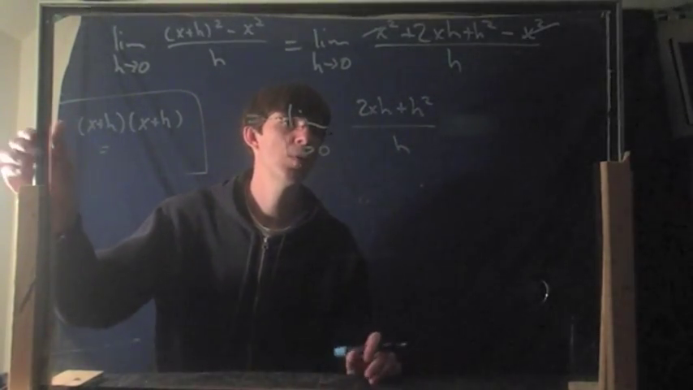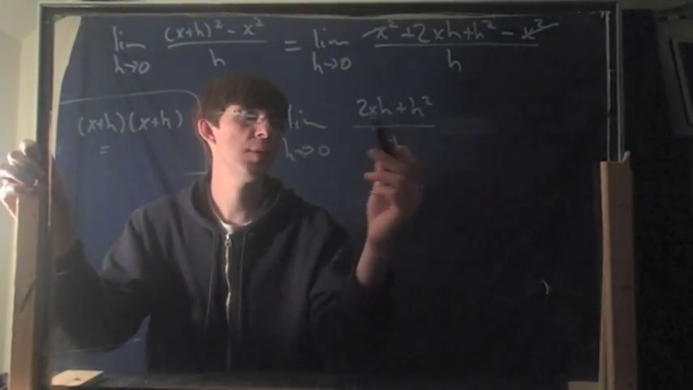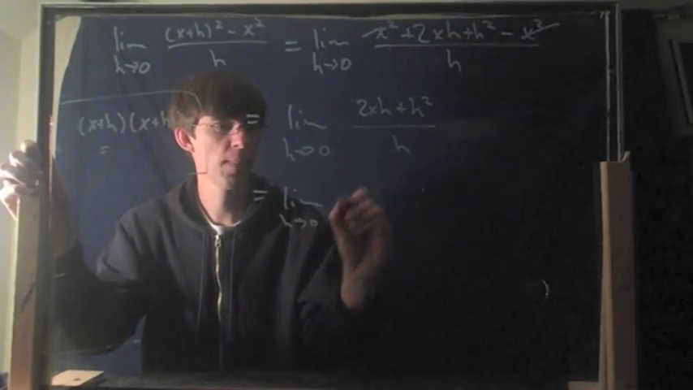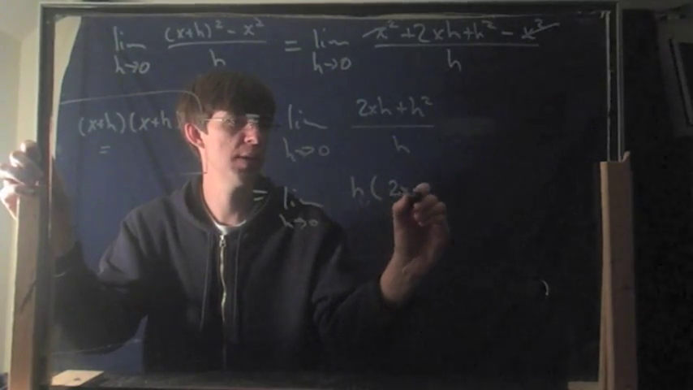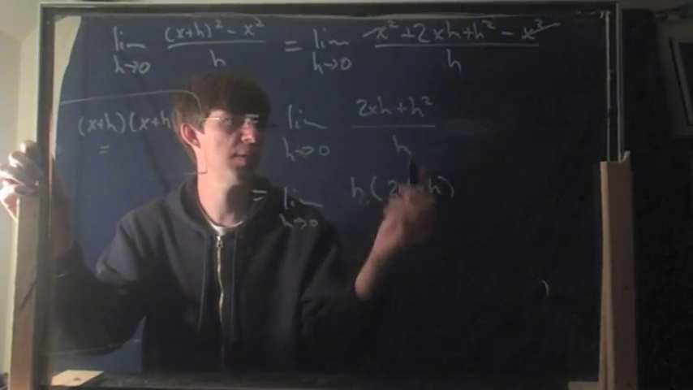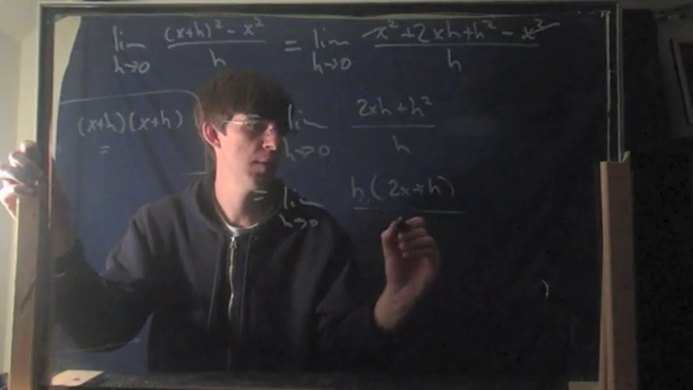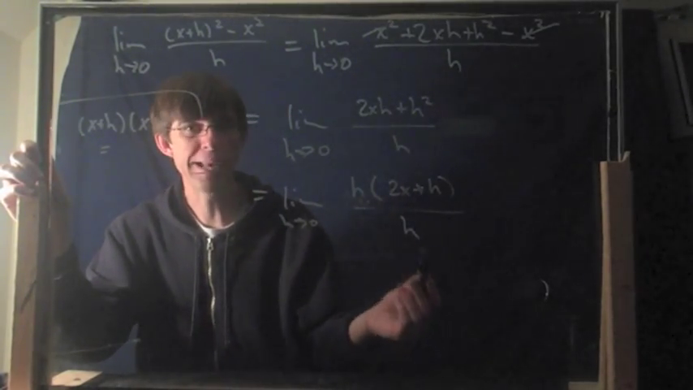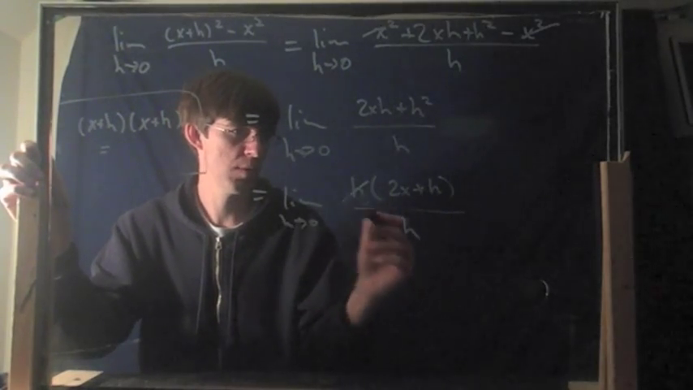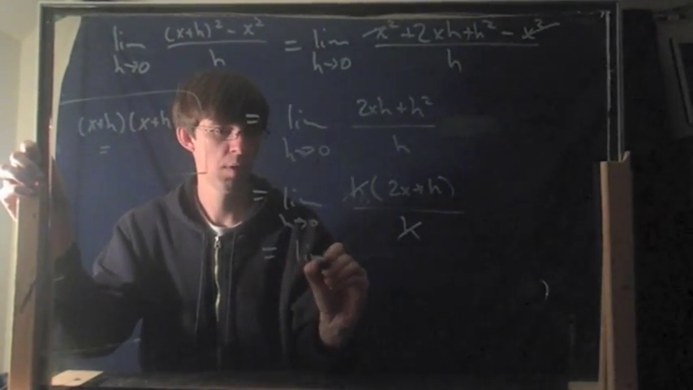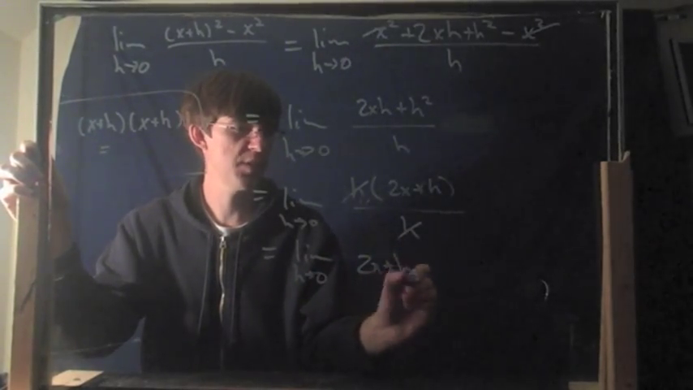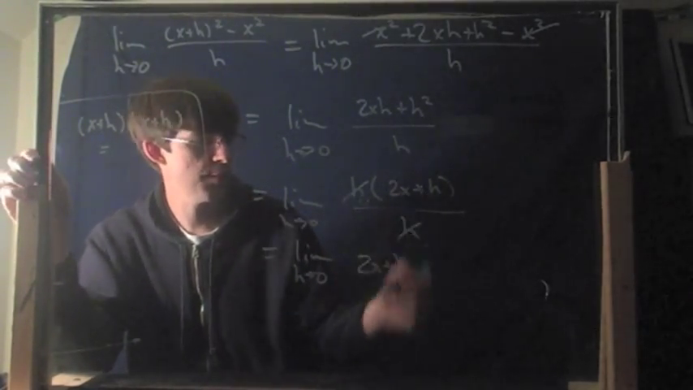Okay, what can you do with that? Well, everything on the top has a factor of h in it, so let's pull the h out. h times 2x plus h. That's what you have left over when you factor the h out, divided by h. Why did I do that? It's because I'm going to cancel the h's, right? So cancel, cancel. Limit h goes to 0. 2x plus h is all that's left, right? I cancel the whole denominator of the fraction.